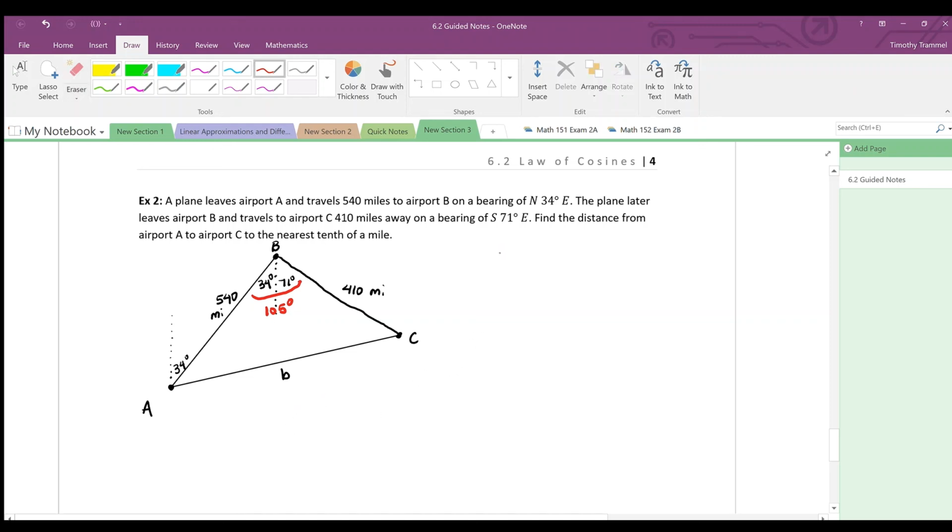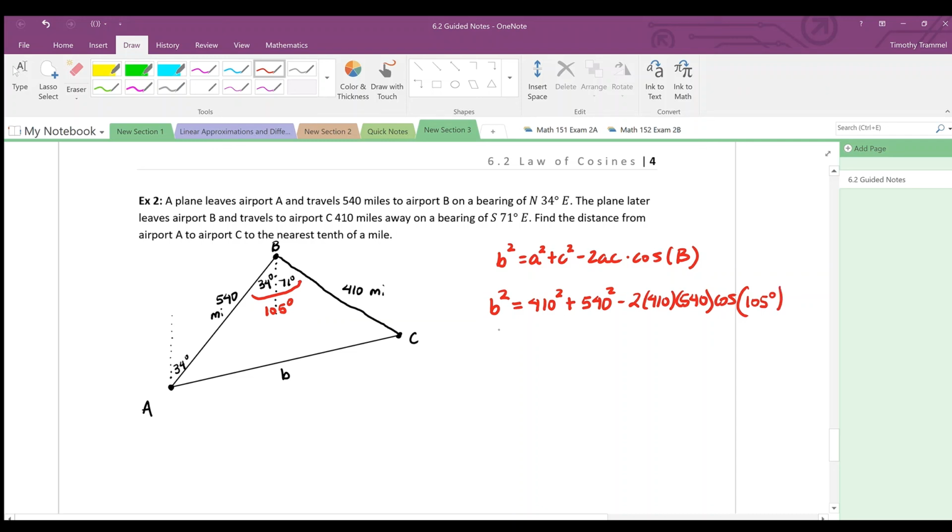Let's go ahead and write down our formula. It's b squared is equal to a squared plus c squared minus 2ac times cosine of big B. And so little b we don't know. Little a, that's 410, so we have 410 squared. And then c is 540, so we have 540 squared, minus 2ac cosine of B, which is 105.